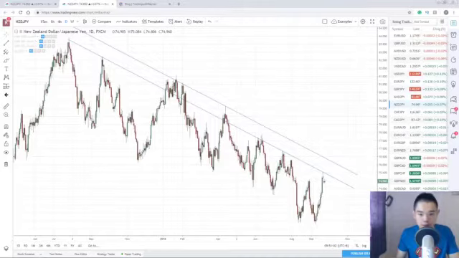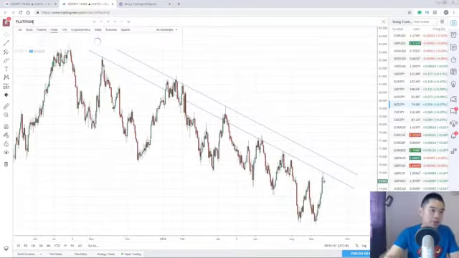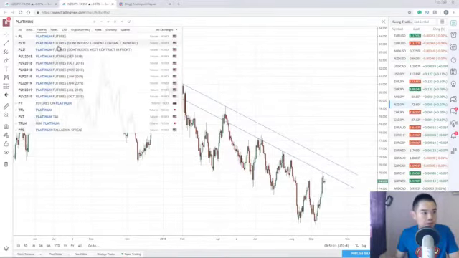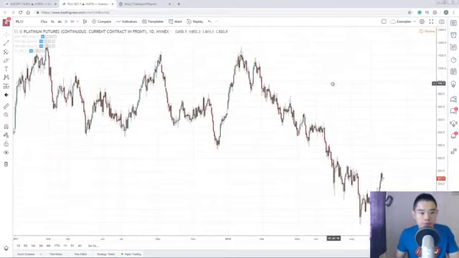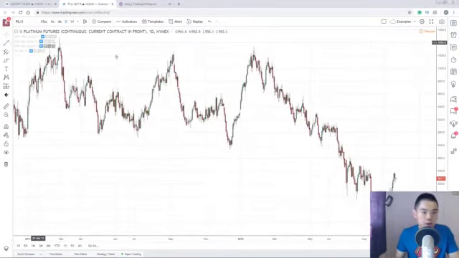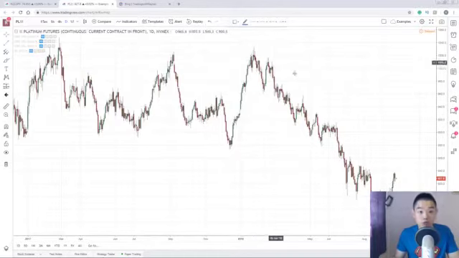Let's see, what else? Let me just search for platinum. I think there's something that we can draw here. Futures, platinum futures. Okay, same concept over here. So this time around, I'm going to draw a trend line again. I've already zoomed out the chart. So again, just draw this one, connect the most number of touches.